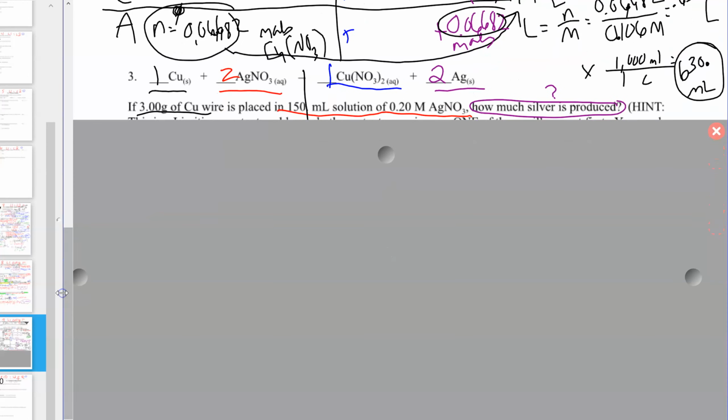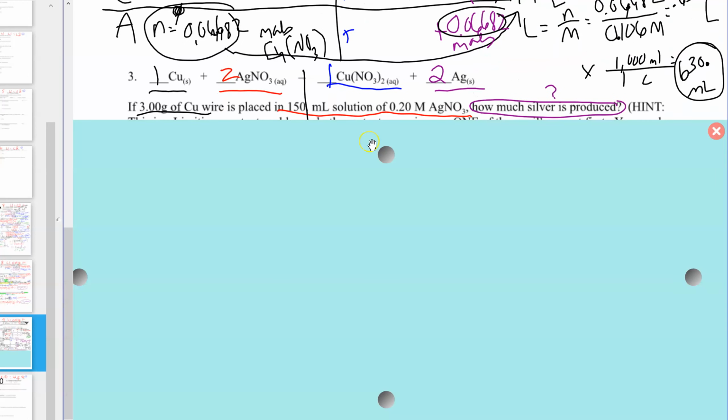Last problem on this page. Okay. If 3 grams of copper wire is placed in a 150 milliliter solution of 0.2 molar silver nitrate, we actually did this back at the beginning of chapter 8. Remember in the chem lab, I took the copper coil and I put it in the solution and it grew these really pretty feathery silver crystals? Same reaction. So how much silver is produced?